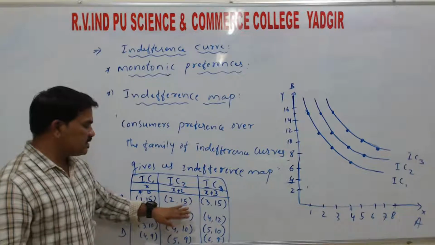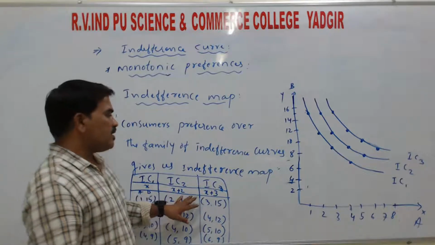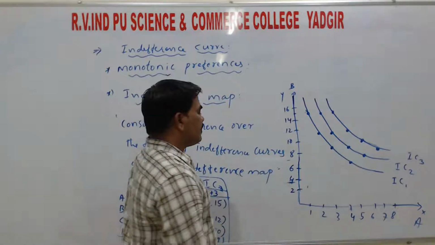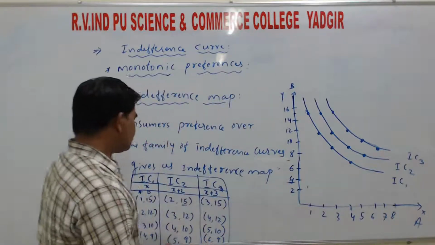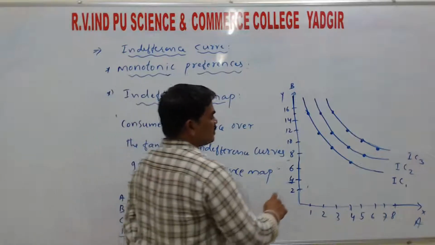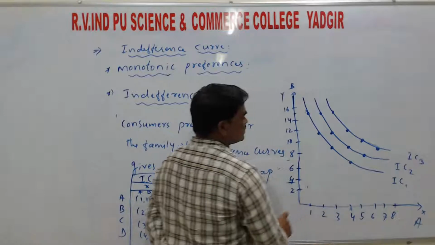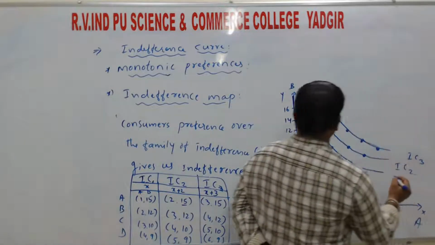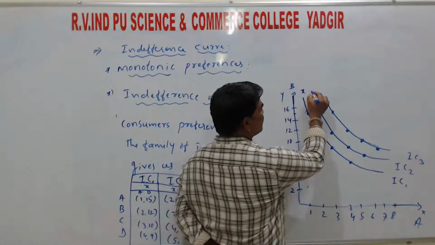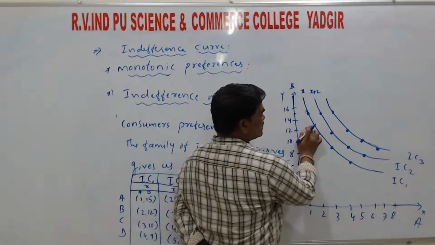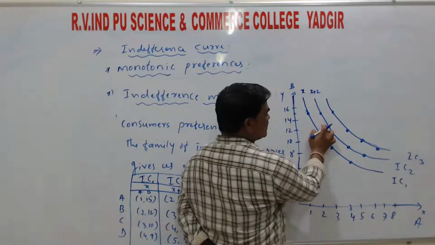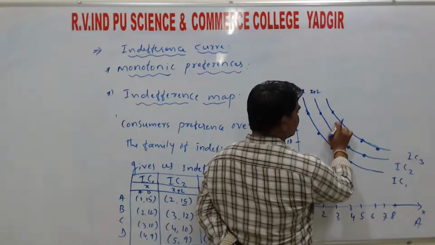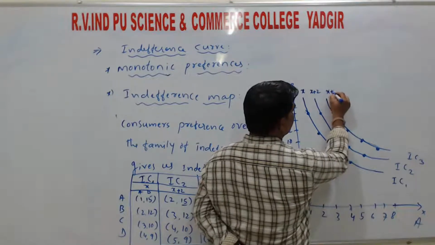And when we assume that his nature is monotonic and plot this data here, we will get these curves, IC curve 1, 2, 3. So what we will say is that his satisfaction is higher when we move to a higher indifference curve. The satisfaction level on IC2 is higher compared to IC1. Between IC3 and IC2, his satisfaction level is still higher on IC3 compared to IC2.